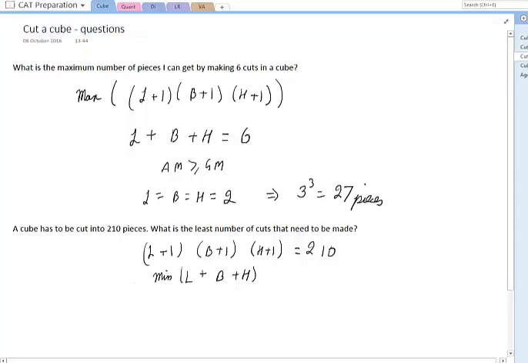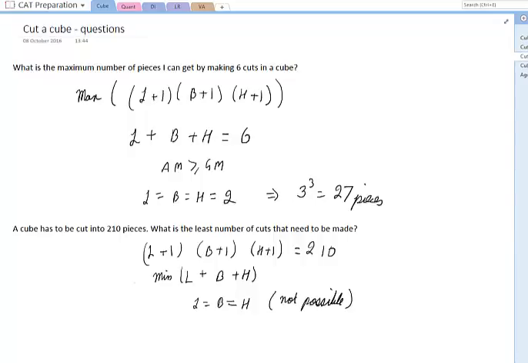Again, you can draw on the same information that was there earlier. This time your geometric mean is constant, but you need to minimize your arithmetic mean, which would again happen when L is equal to B is equal to H. But that would not happen here. And that is because when you put all three equal, in this case, you will not come up with an integer number. You will come up with a fraction, a decimal number. And that's not possible because the number of cuts cannot be a fraction. So you'll have to find the minima for L, B and H as natural numbers or at least whole numbers.